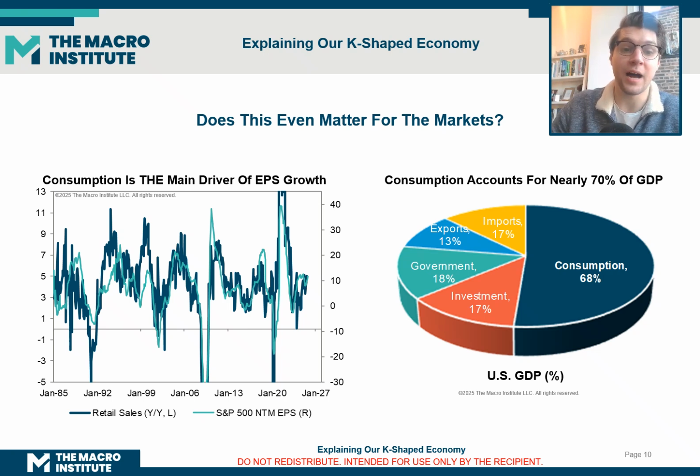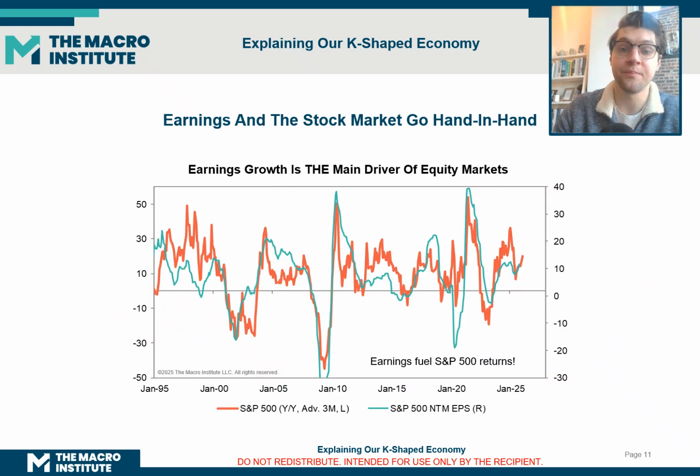It has been buoyed by stimulus in the pipeline, as well as, again, higher income people doing well and still spending money. But if we were to see a contraction in consumption and retail sales, that would affect S&P 500 earnings. And earnings growth is the main driver of equity markets. So you can see this relationship here, the same S&P 500 EPS series in light blue, and then the S&P 500 itself year over year in red. Earnings fuel S&P 500 returns. It's a very tight relationship.